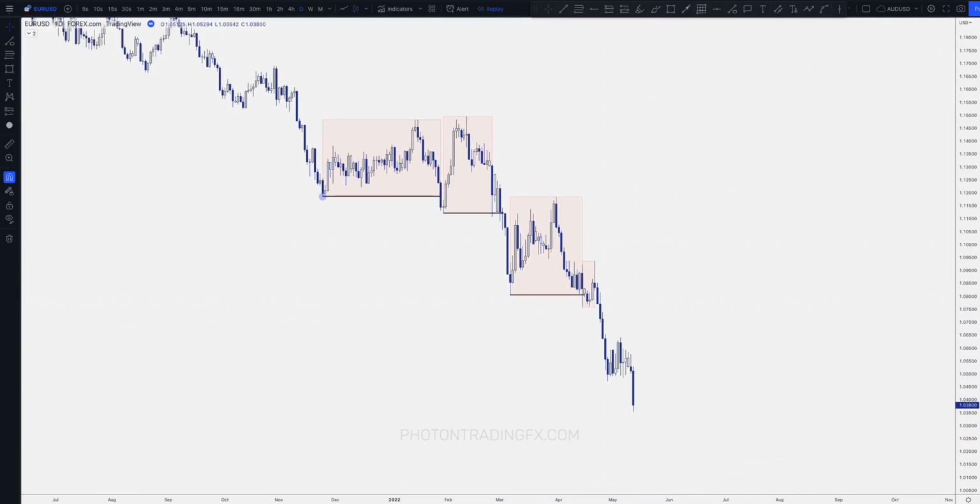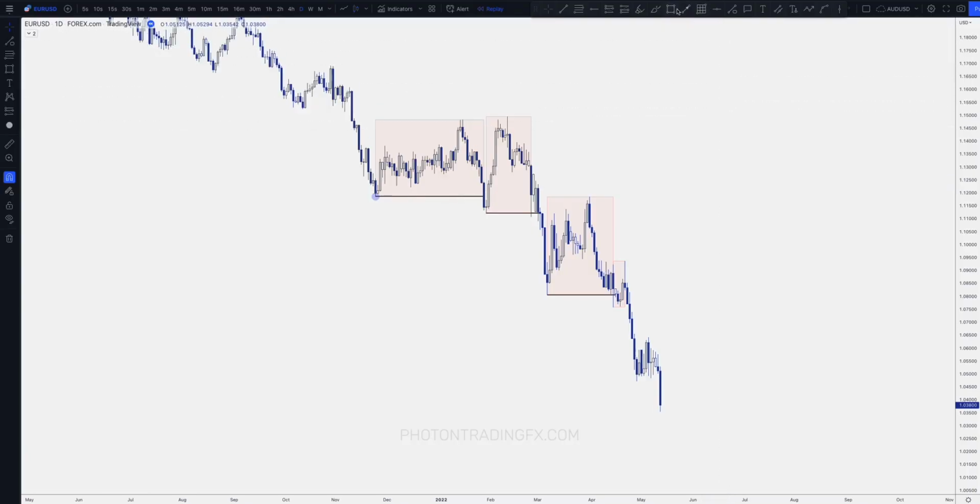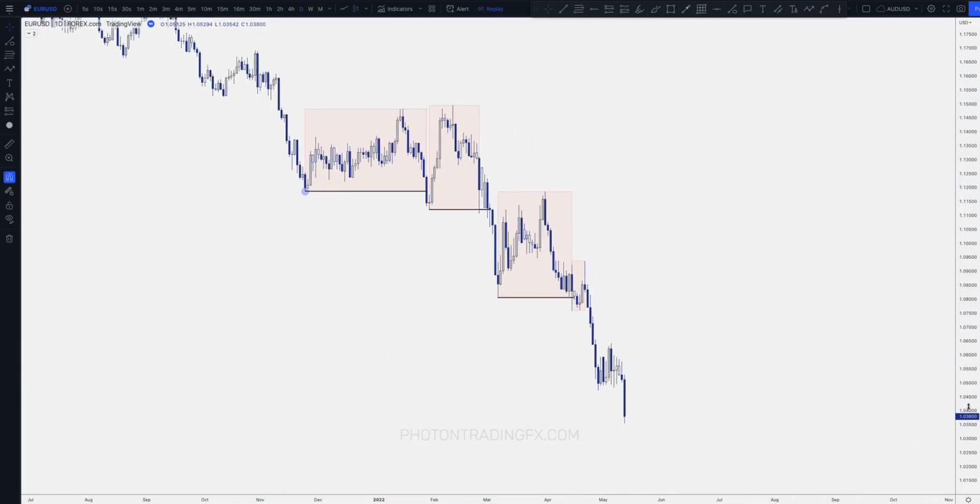So for me, I'm classifying this as one big push down. When we look at the recent price action, we can see we had a leg down, pull back up, leg down, pull back up, leg down, swing, pull back up. And then classifying that as one leg down, that's more of a 4-hour pullback.